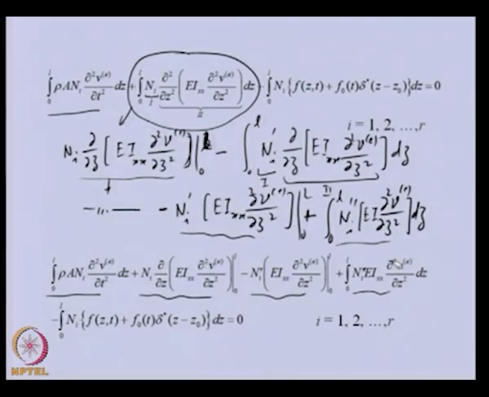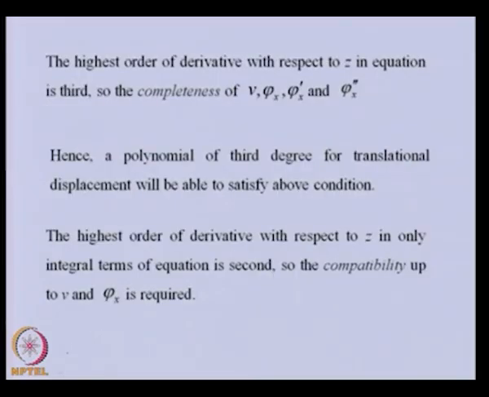And for the compatibility condition, we need to look within the integral at the highest differentiation with respect to z. That is 2. As per the rule, we should have the compatibility one order less, that means up to first order. So we need compatibility at the common node of two elements of the variable itself and its first derivative, that means the slope. So let us see these two requirements.